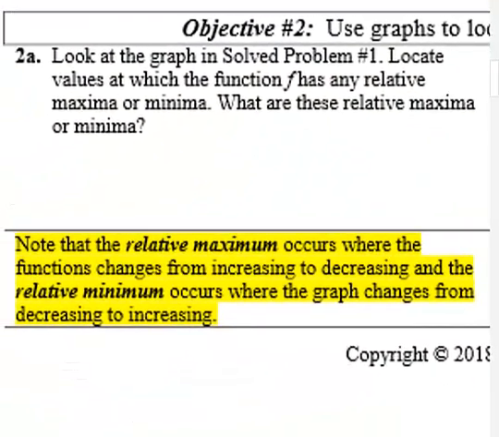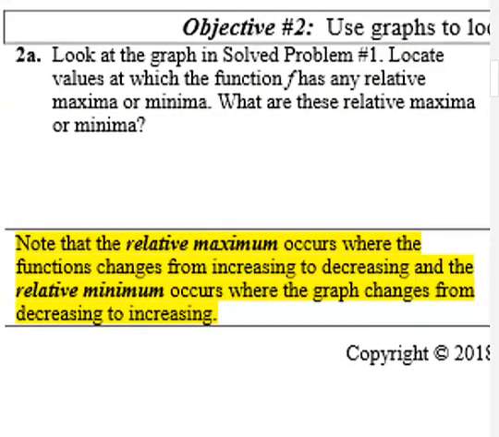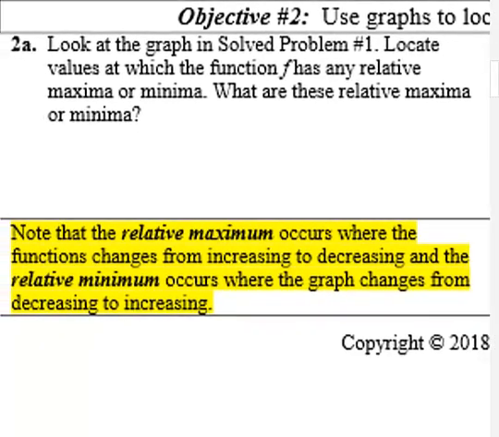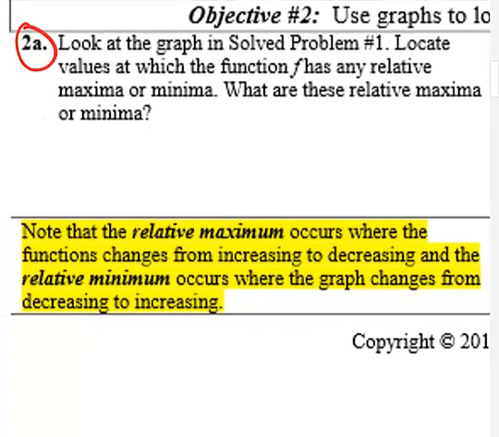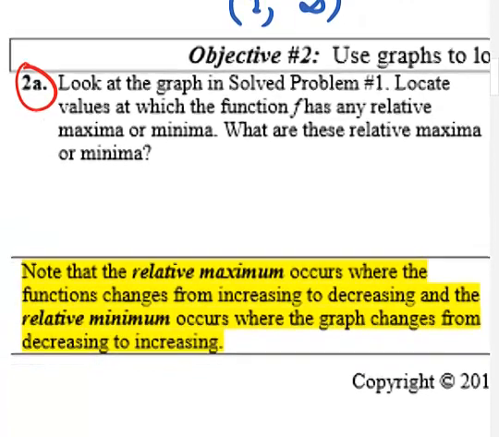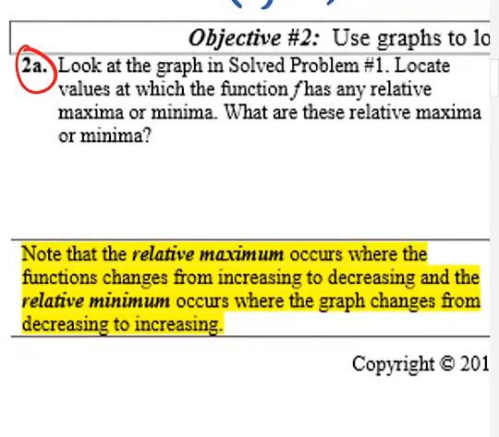Okay, so like I said, that's just yet another thing to memorize in math: there's no such thing as intervals of increase and decrease that have brackets. It's always parentheses. So, okay, what are they asking here? Part A says, look at the graph and solve problem number 1. Locate values at which the function f has any relative maxima or minima. What are these relative maxima or minima?